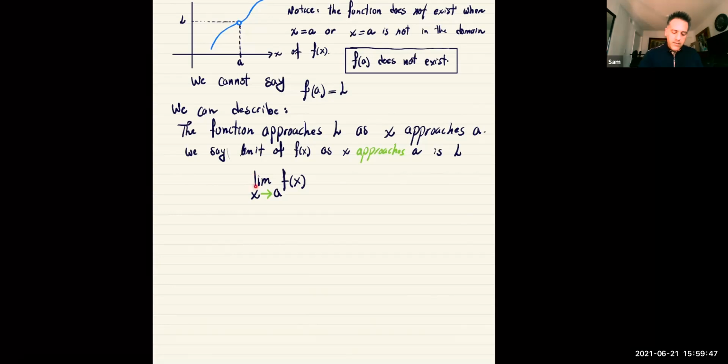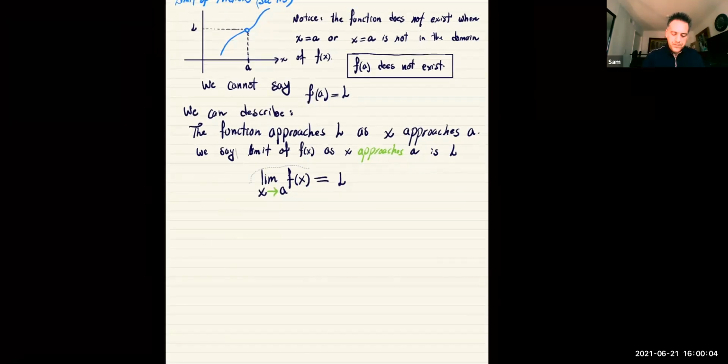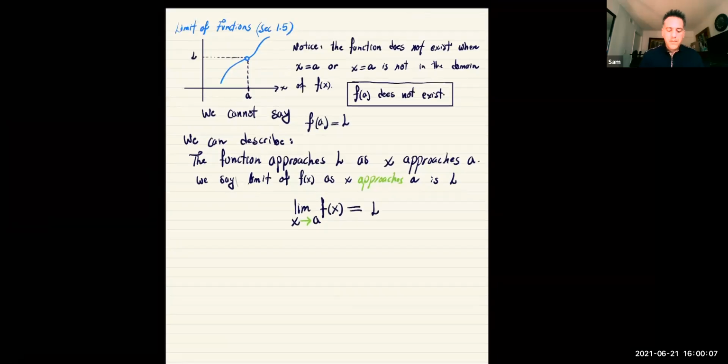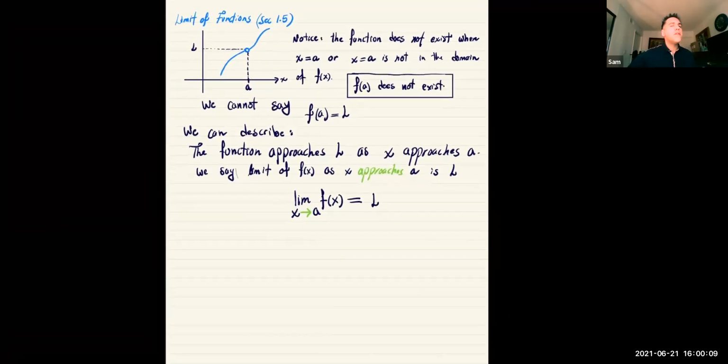Yeah, so again, the limit of f of x as x approaches a is equal to L. Okay, that's how you write that statement. Although the function doesn't exist at a, its limit does exist. The limit of a function is not the same as the value of the function.